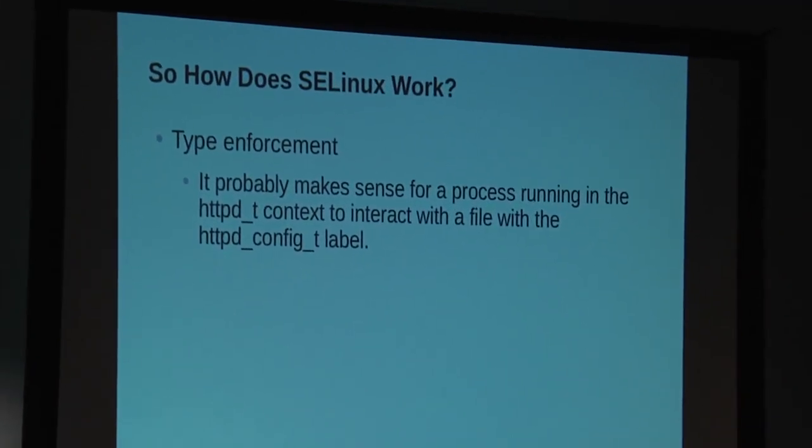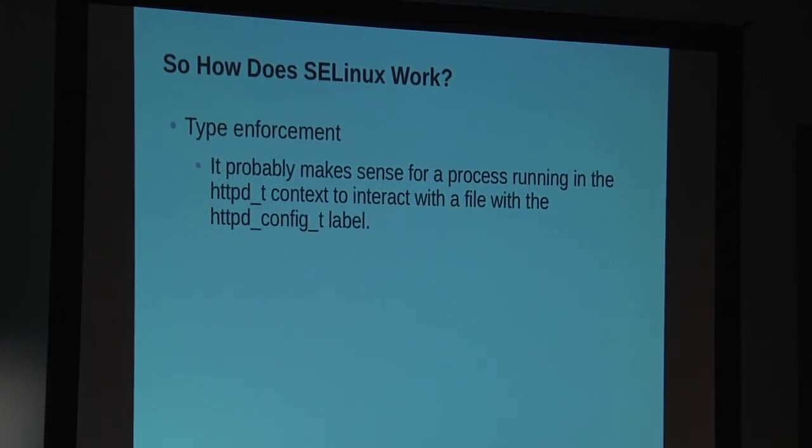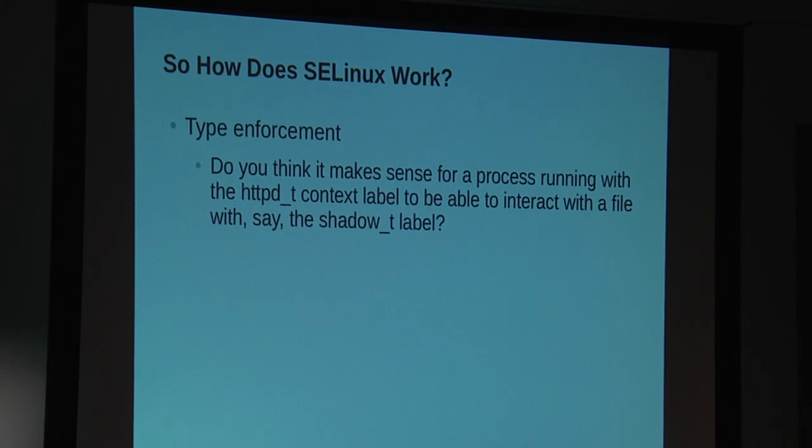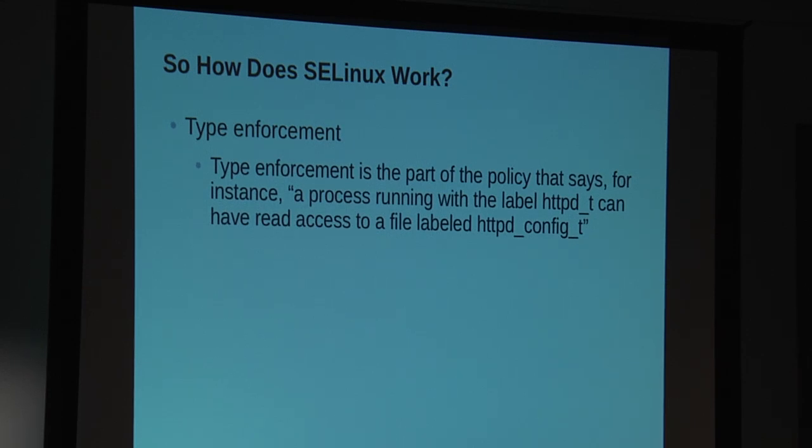Now, changing a little bit, if I look at, let's say, the /etc/shadow file, you'll see that that type is different. It's the shadow_t type. Remember, we're talking about labeling and type enforcement. So, from a type enforcement perspective, it probably makes sense for a process running in the context of the httpd type to access a file with the context httpd_config_t label, right? I mean, that kind of makes sense. Raise your hand if you think it makes sense for a process running with the httpd type context label to be able to interact with a file with the shadow type label. Anyone? Anyone? If they do, just mock them. No.